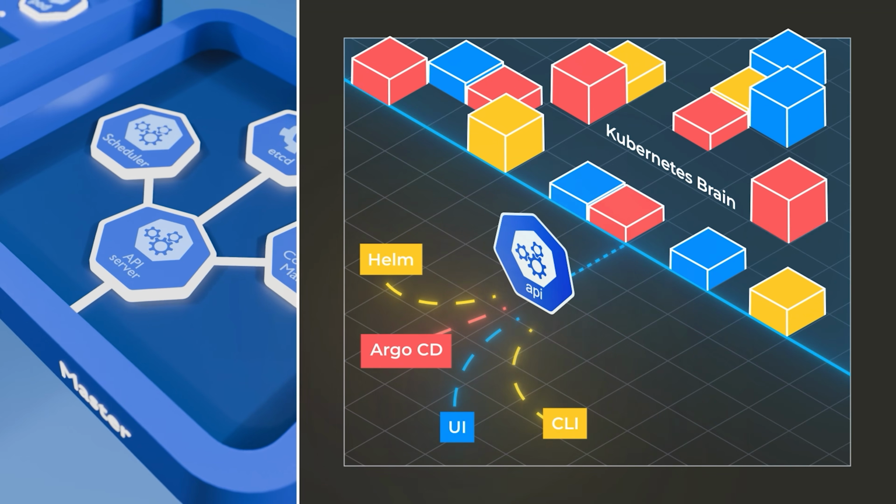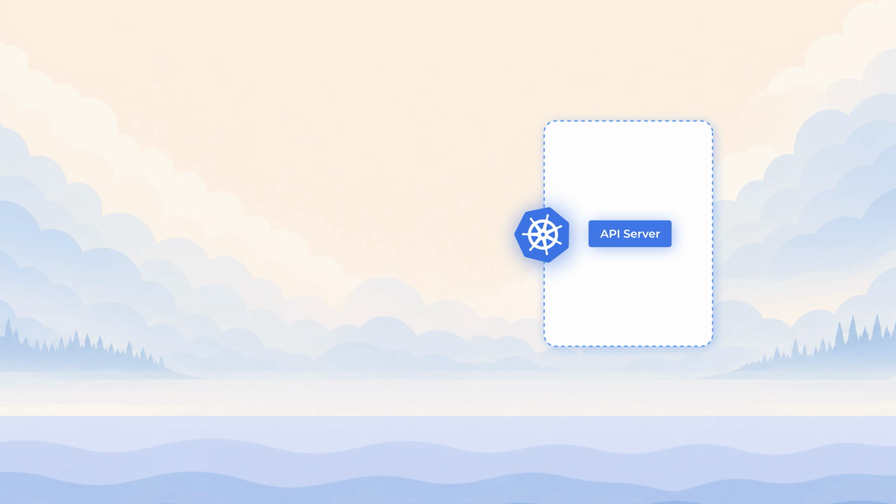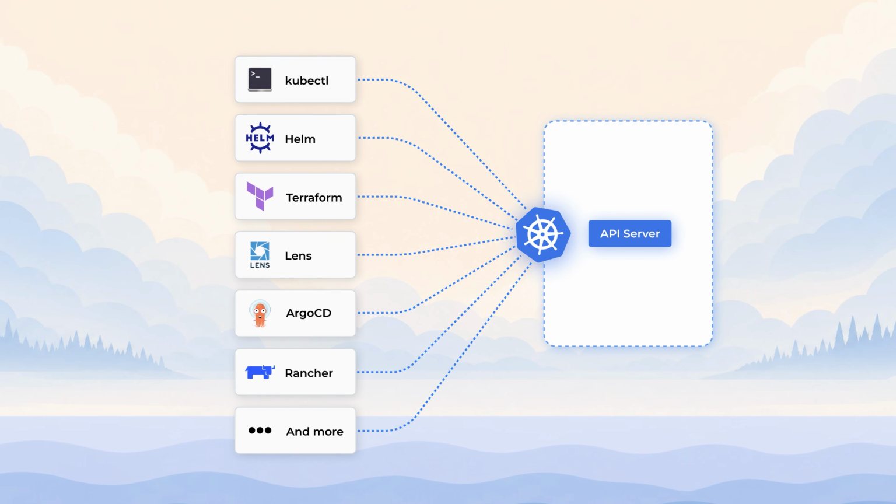So now that we have our YAML file, how do we actually send it to Kubernetes? Remember the API server from part 1, the front door of Kubernetes? Well, that's exactly where this file needs to go. And you can connect to that front door in many ways, with different tools.